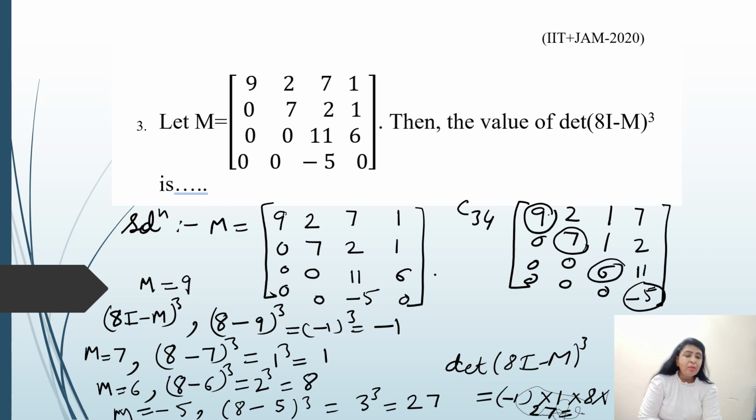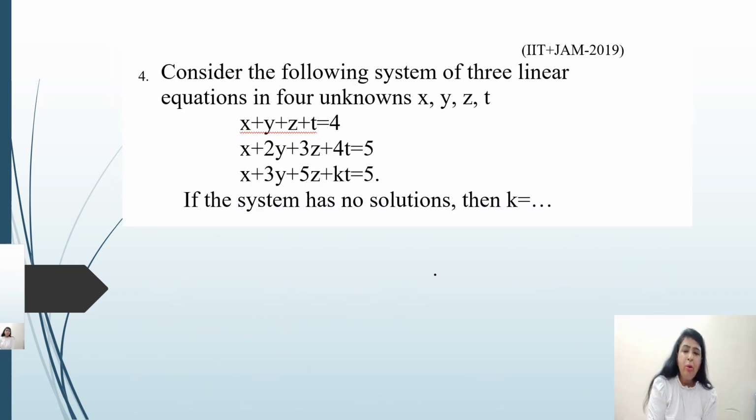Clear? Next you have, now in this question we have a system of three linear equations in four unknowns x, y, z and t, and it says that if the system has no solution, then the value of k is. So we have to find the value of k when the system has no solution. We know that a system has no solution if rank of A is not equal to rank of the augmented matrix. So first of all, we will write the augmented matrix.